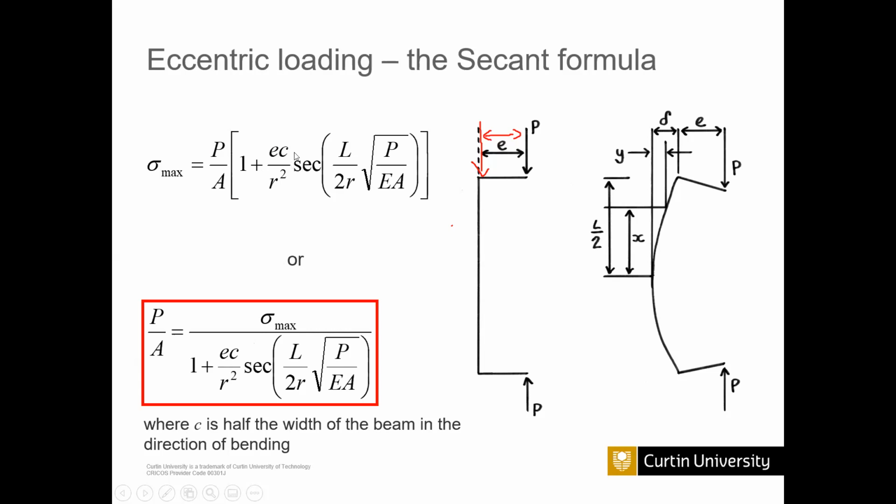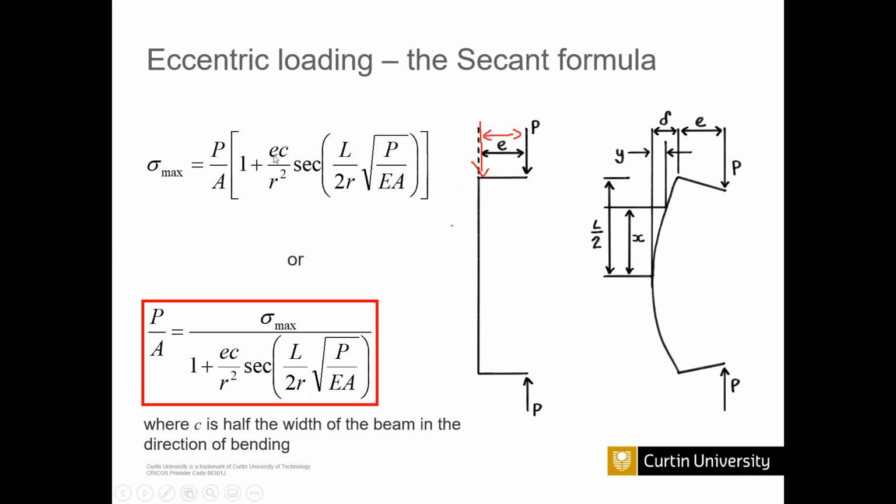In here, C means, so E we know is the deviation from the center axis, and C means half of the width of the column. If the column has a width of 5 millimeter, then 2.5 millimeter is the C. Keep it in mind. R means radius of gyration. If you know the width, you know C.